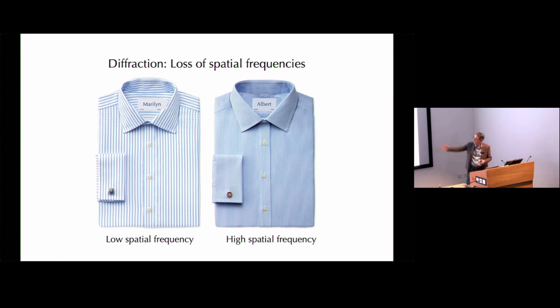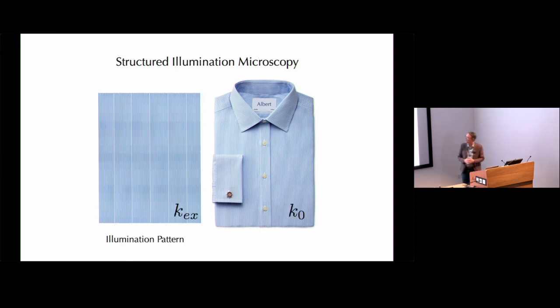So in a microscope, these high frequency patterns disappear. And the question is, how can we get that information through the microscope despite the fact that it has limited resolution? This is the trick of structured illumination microscopy. What you do is you illuminate the sample with a pattern, so the light pattern is itself structured.